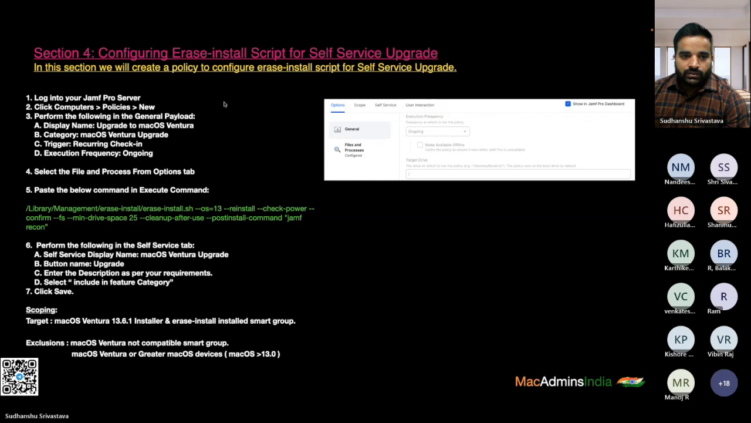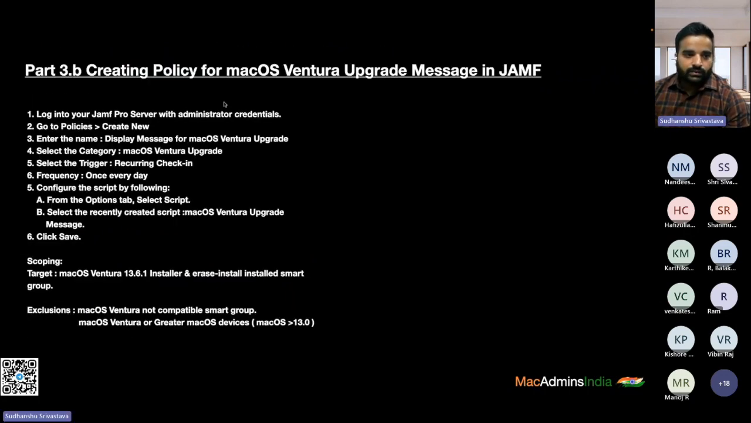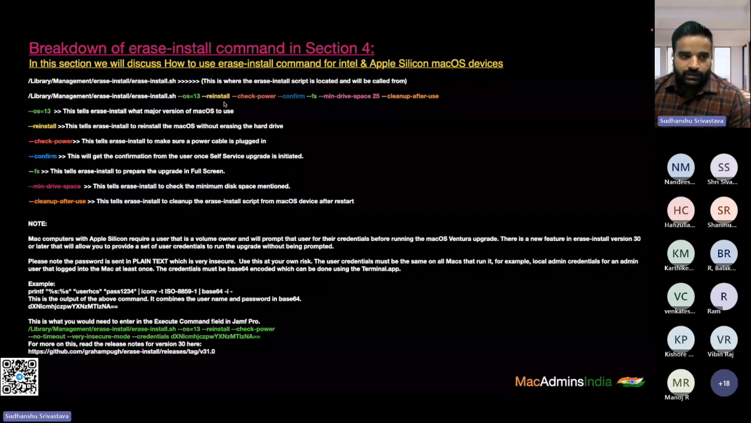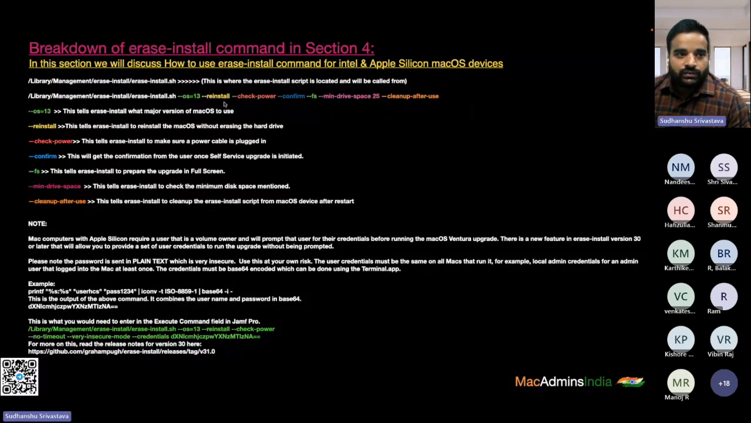Now whatever options are there, OS 13, reinstall, check power, confirm, fs, minimum drive, these totally depend on the environment, and you can modify them according to your requirements. So what this command means, I will take you back. This is the one. You can see I tried to break down everything. Library Management erase-install.sh is where we have installed erase-install, and this is going to be called from there.